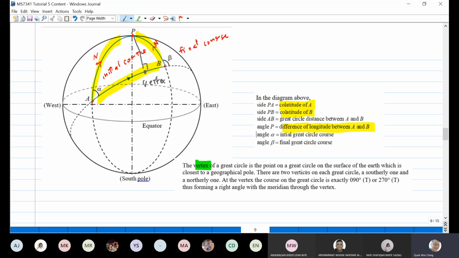Okay, so this is the initial definition for a great circle. Let's see how many people are here now. Okay, I think hopefully most people are here already. Still a lot of people are not here now. Okay, fine.